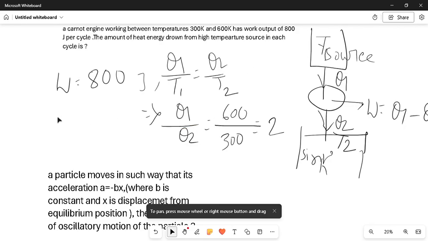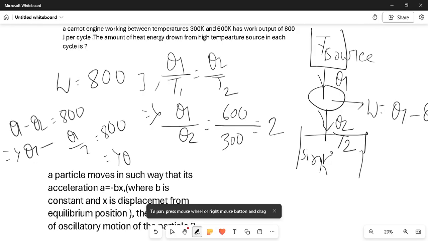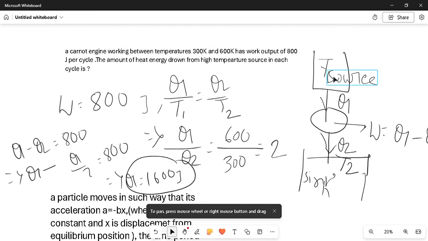Also W is given. We know Q1 minus Q2 is equal to W. So Q2 is equal to Q1 by 2, and W is 800. So Q1 is equal to 1600 joule.